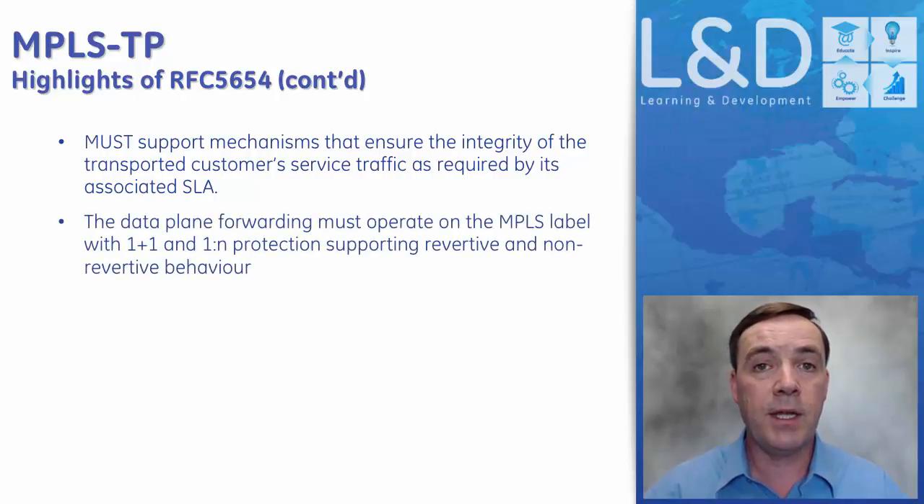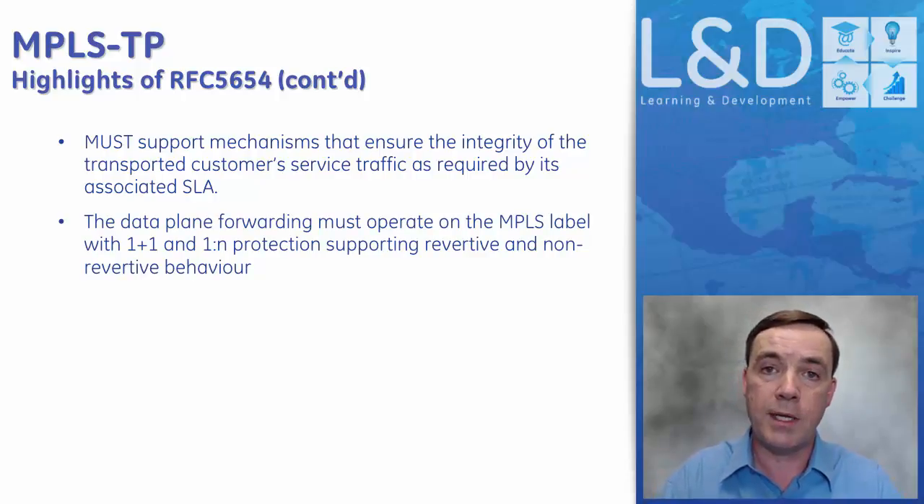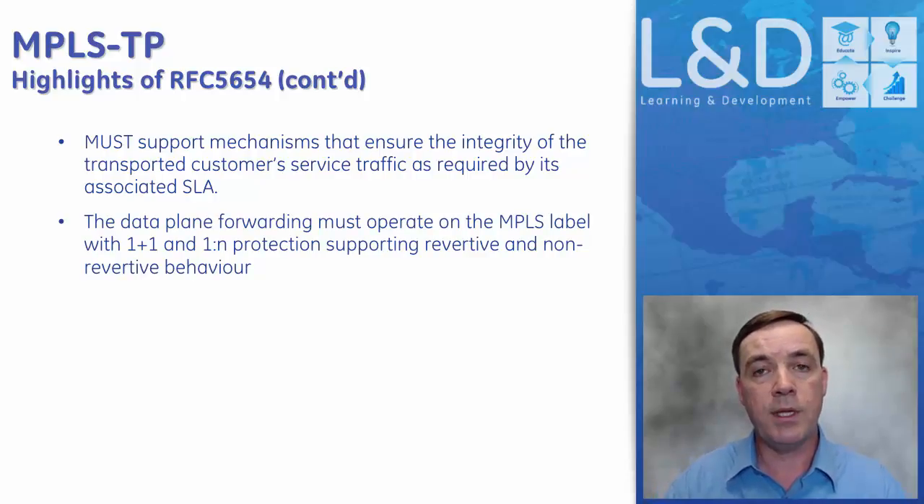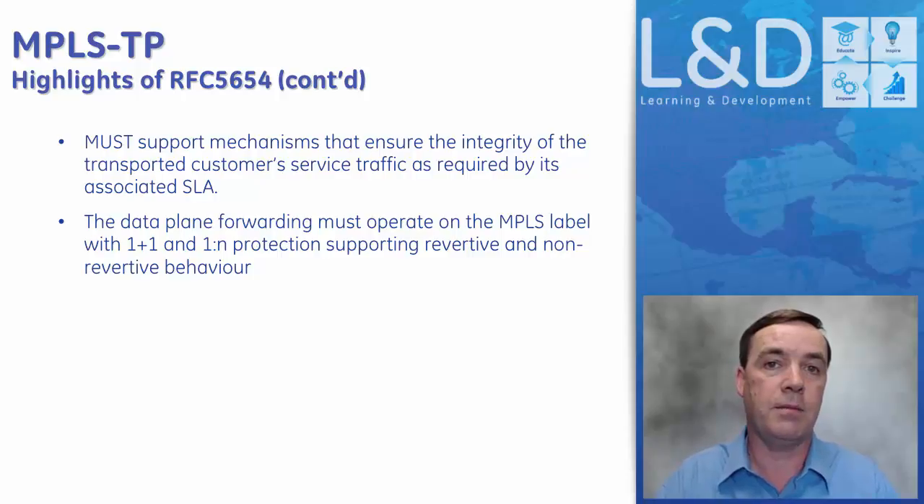Data plane forwarding has to operate on the MPLS label just like MPLS forwarding does already, but now they're adding 1+1 and 1-to-1 protection with revertive and non-revertive behavior. So this is where ring protection comes in, on the 1+1 and the ability to fail over from the primary path to a secondary path.